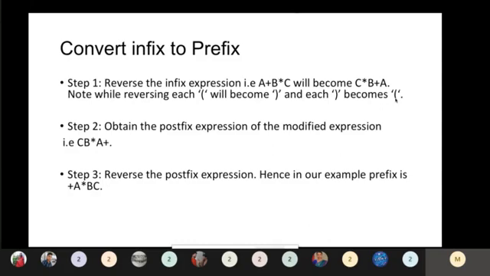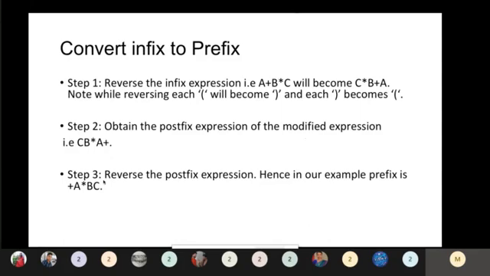Next, what to do? Whatever expression we got at step number 1, we perform the postfix conversion on it. In order to do the postfix conversion, we have an algorithm that we'll see in the next slide. Then we get the answer like that: C B asterisk A plus.